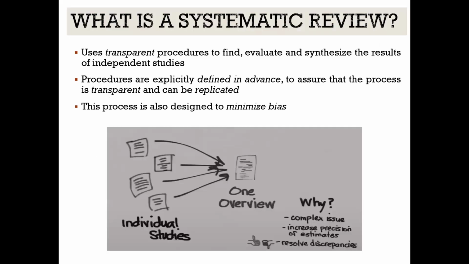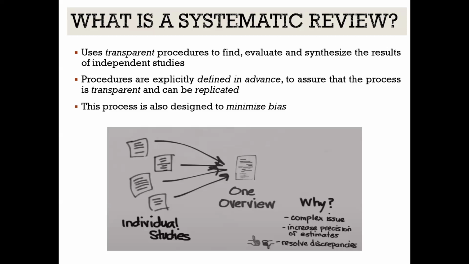So if I have to define a systematic review, it goes like this: it is a transparent procedure. It should be a transparent procedure. You can't just say, I did a systematic review of 5 studies. No, where are the 5 studies? You should show the 5 studies you have taken, tell why you have taken them, and from where you have taken them. So it should be a very transparent procedure to find, evaluate, and synthesize the results of independent studies.